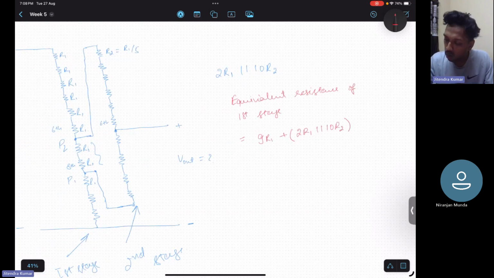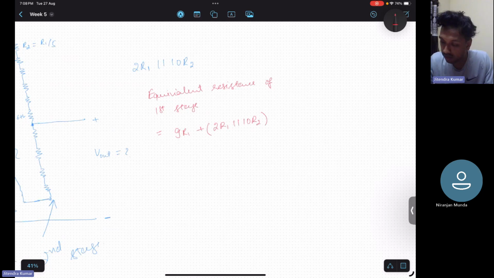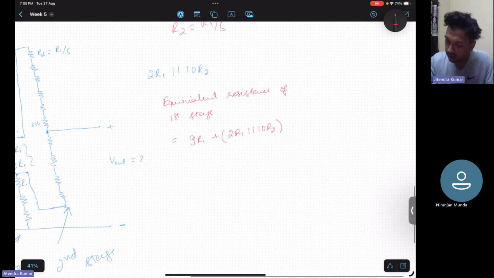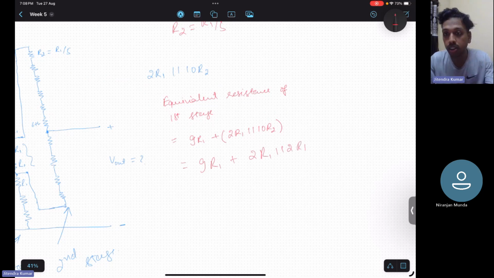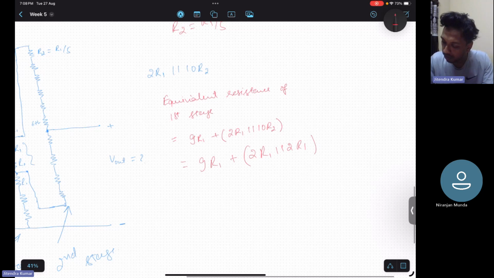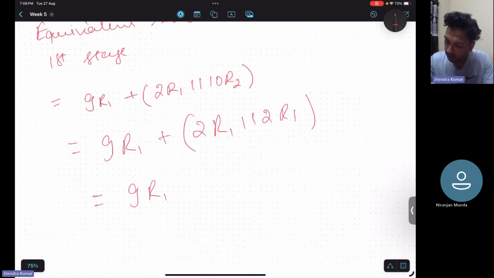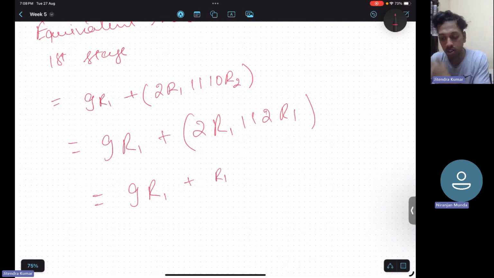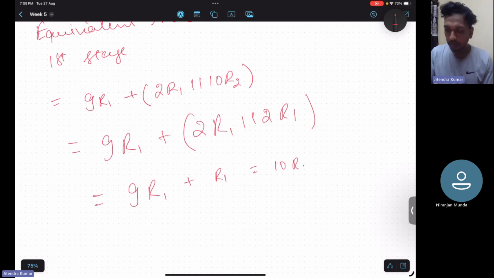Now this 10R2 is equal to 2R1, because R2 is equal to R1 by 5. So it is 9R1 plus 2R1 in parallel with 2R1, which will lead to R1 only. 2 ohm in parallel with 2 ohm gives 1 ohm. Similarly, 2R1 and 2R1 in parallel give R1, so the total is 10R1.